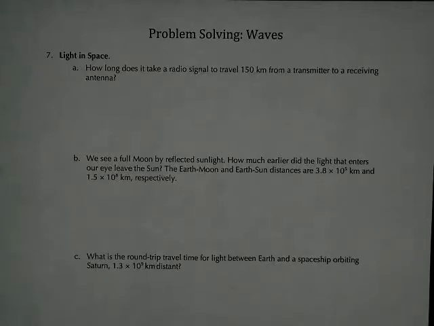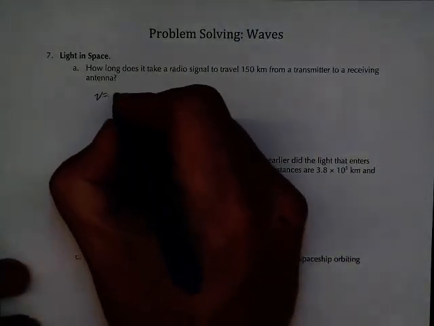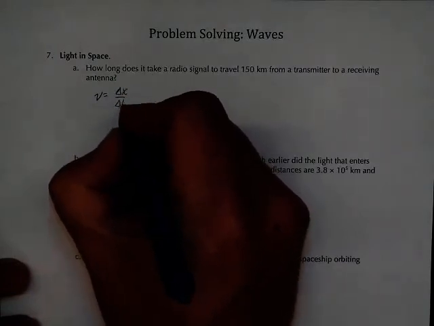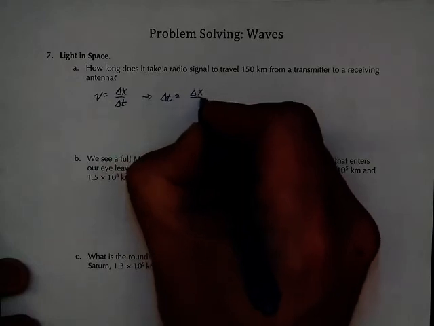Light in space. How long does it take a radio signal to travel 150 kilometers from a transmitter to a receiving antenna? Well, speed is distance over time. That means time is distance over speed.